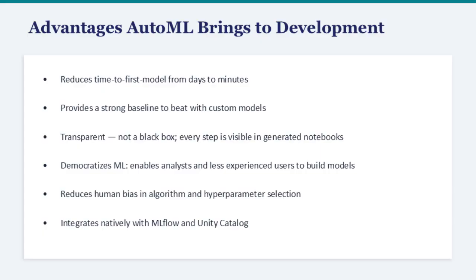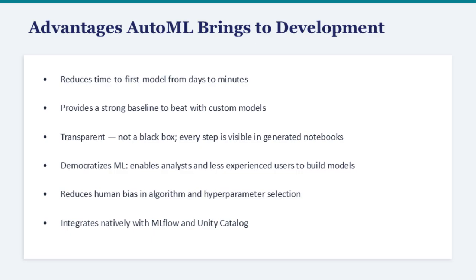Third, and I can't stress this enough, it's transparent. Many AutoML tools are black boxes where you can't see what actually happened under the hood. Databricks AutoML generates full, readable, editable notebooks. This transparency is a major differentiator and a common exam answer. Fourth, it democratizes machine learning. Analysts and less experienced users can build legitimate models without deep expertise.